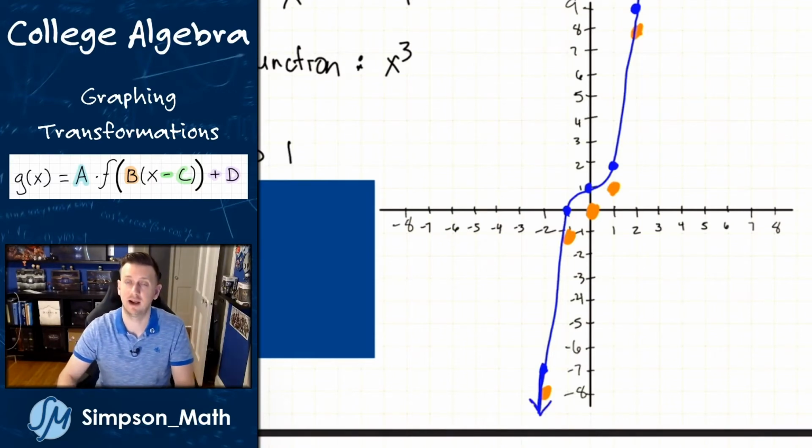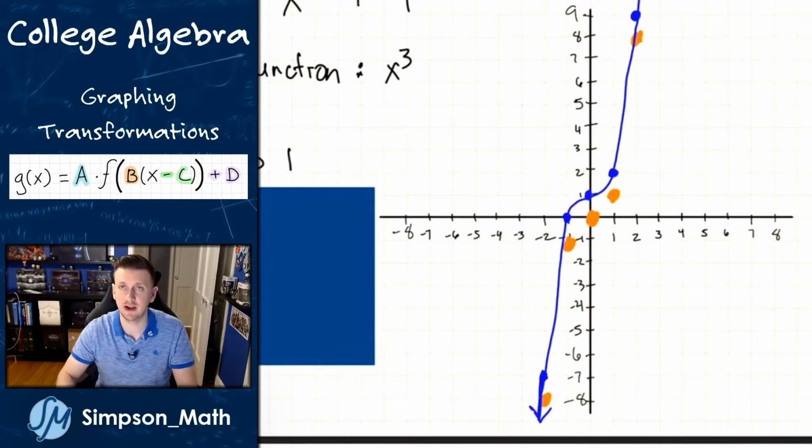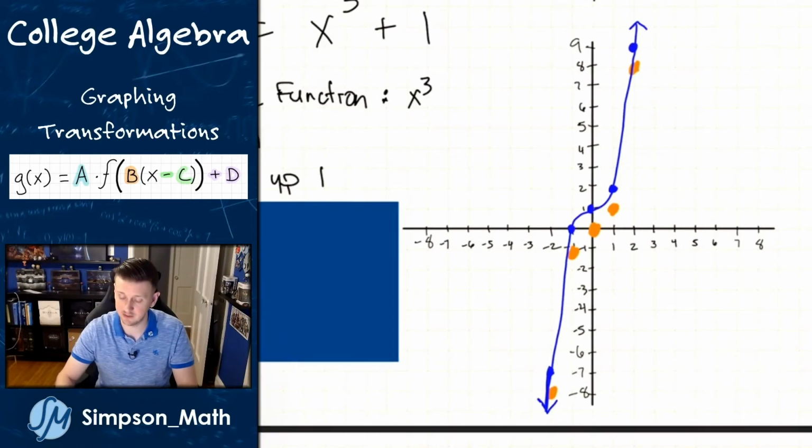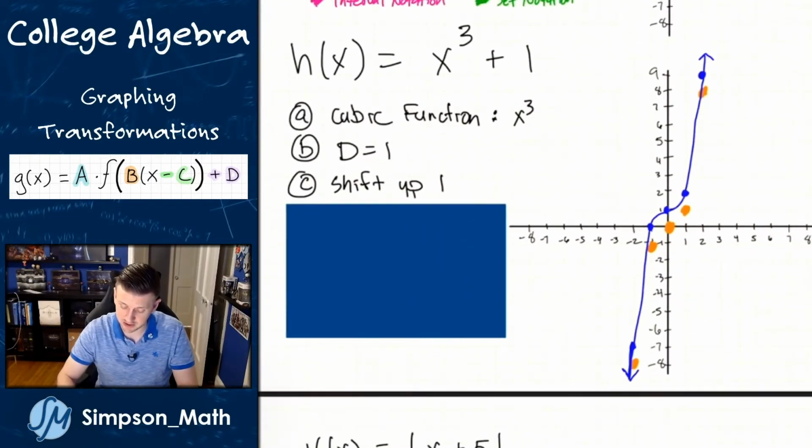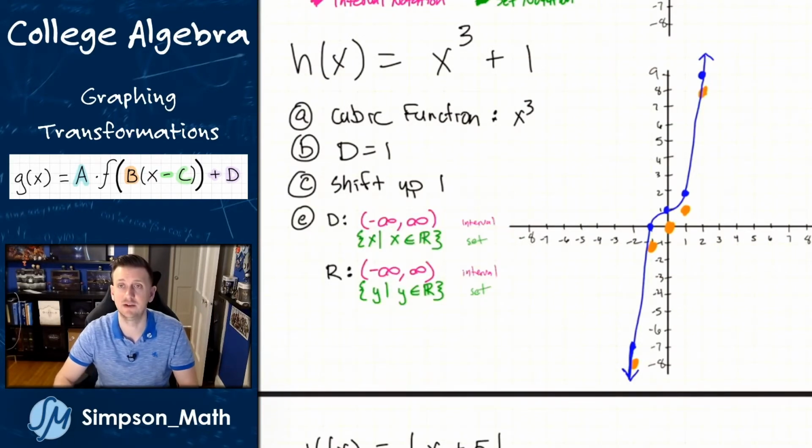And don't forget our arrows. Now it never ever goes vertical because this does keep going forever and ever out. So our domain and range here is all real numbers or from -infinity to infinity. So we just took our cubic function and we just popped it up 1 unit.